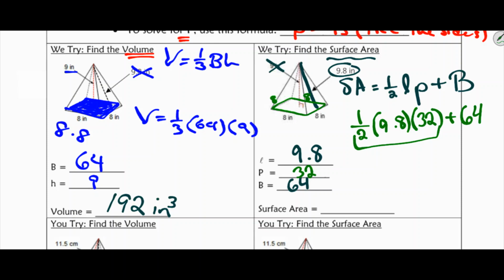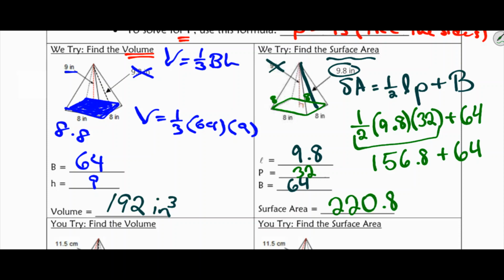What do we get from that first part without the 64? Yeah, 1 divided by 2 times 9.8 times 32. What do you get from just that part? 4.9 times 32, you get 156.8. Plus 64. Now we're adding those. That's 220.8.